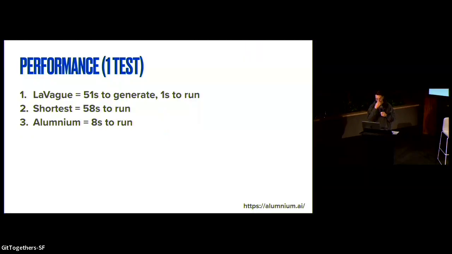Okay, so in terms of performance, when I was trying to figure out how this compares to other projects, here are some numbers. For Lavag, which is the test generator, it takes about 50 seconds to generate such a test for the calculator that I've shown to you. And then after that, it's very fast, like just 1 second. It's a regular Selenium test.